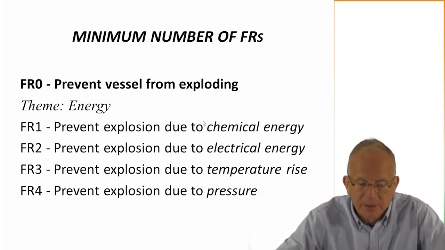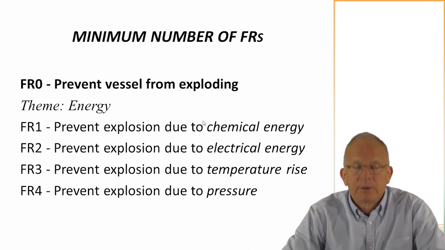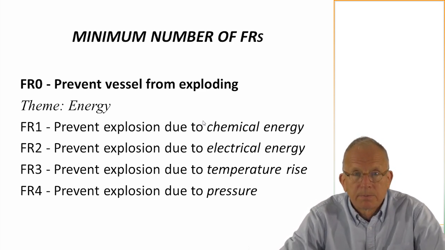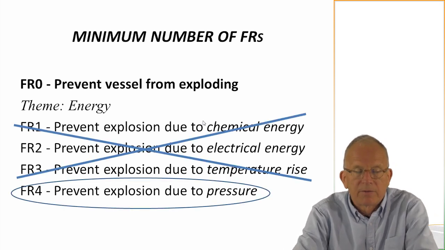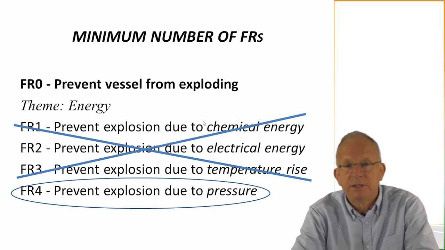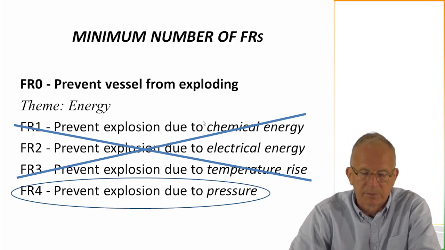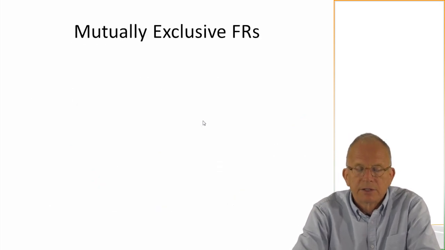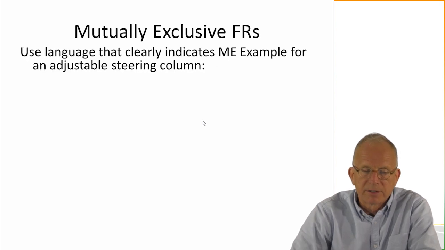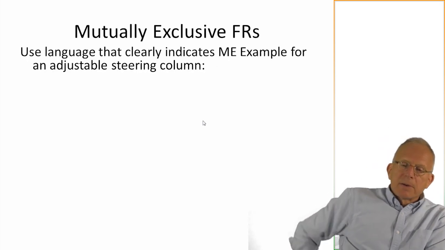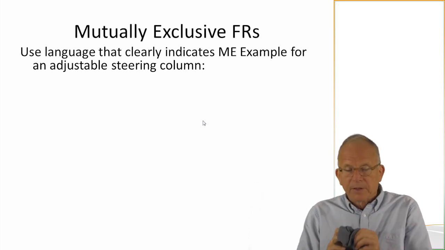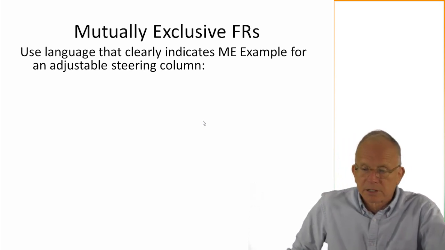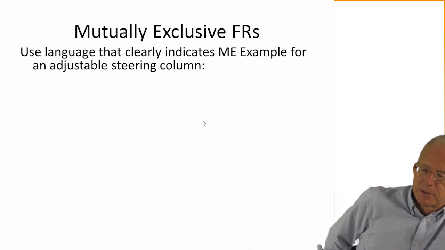Now, as you consider this, why does anything explode? It explodes because there's a pressure differential. So therefore, we don't need FR1, 2, and 3. All we need to do to keep it from exploding is monitor the pressure. So mutually exclusive FRs. So sometimes the language can clearly indicate the mutually exclusive aspect of the decomposition.